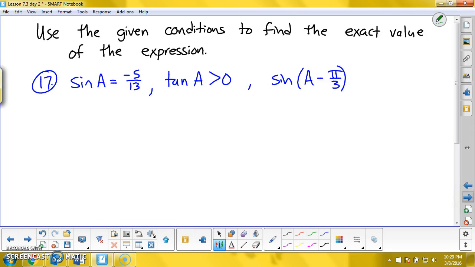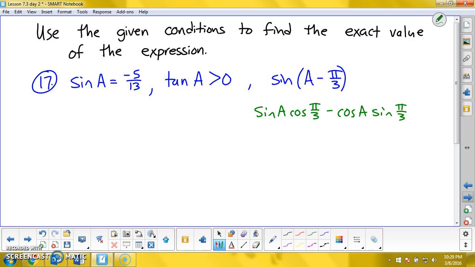Next one, this is homework problem number 17. Use the given conditions to find the exact value of the expression. They're telling us the sine of angle A is negative 5/13, and the tangent is greater than 0, or positive, and we need to find the sine of angle A minus pi over 3. Sine of A minus pi over 3 is equal to the sine of A times the cosine of pi over 3, minus the cosine of A times the sine of pi over 3.